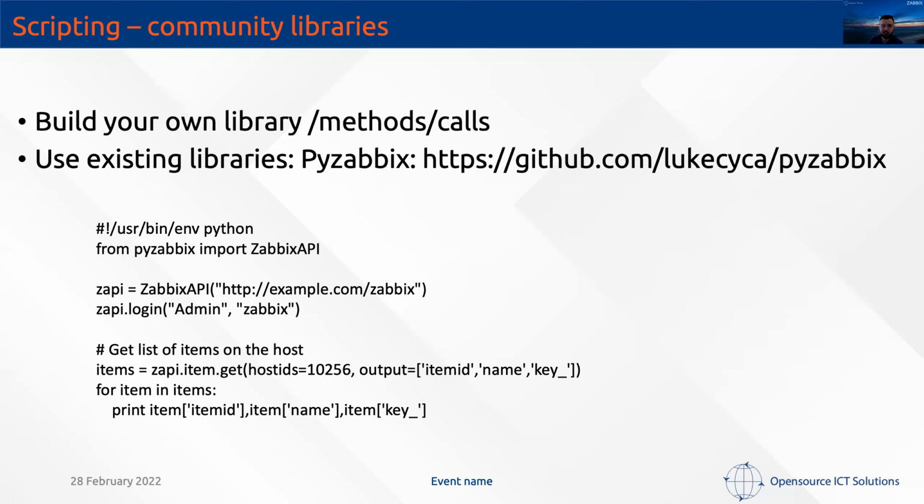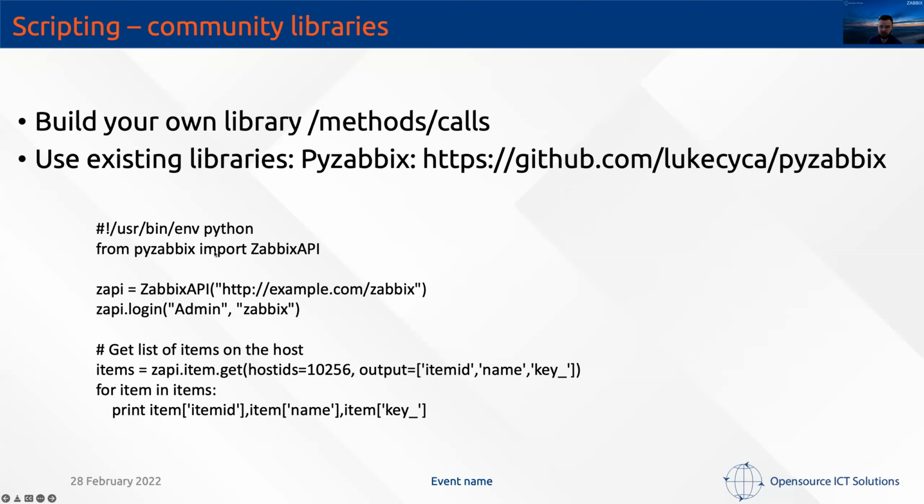Alternatively, you could use existing libraries. Now, let me stress that the existing libraries for these calls aren't maintained by Zabbix themselves. These are community maintained libraries. We could, for example, use PyZabbix for a Python library that already comes with a bunch of Zabbix specific API calls. For example, over at github.com, Luke CK, we can find the PyZabbix. It's a solid library. It's well maintained, but of course, there's something to state for building your own libraries as well.